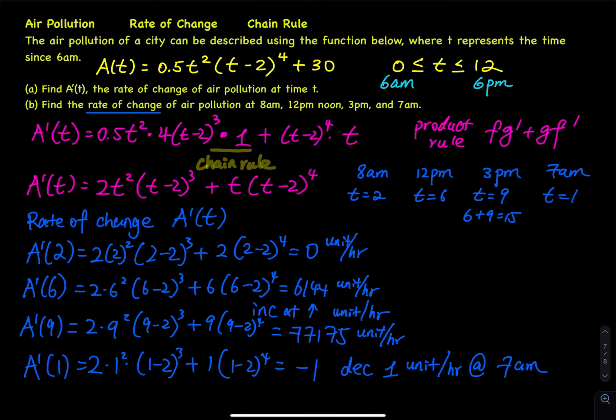Right? So decreasing means the air pollution is going down at 1 unit per hour at 7 a.m. 0 means no change, positive means going up. All right, so that is the end of this video.